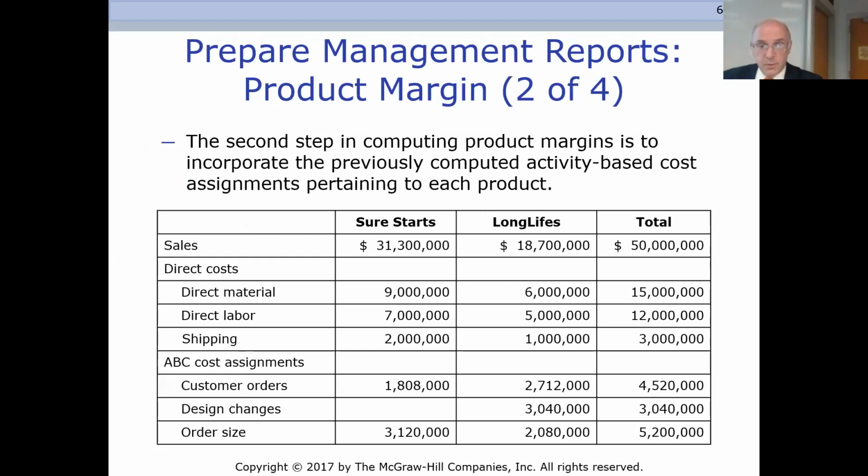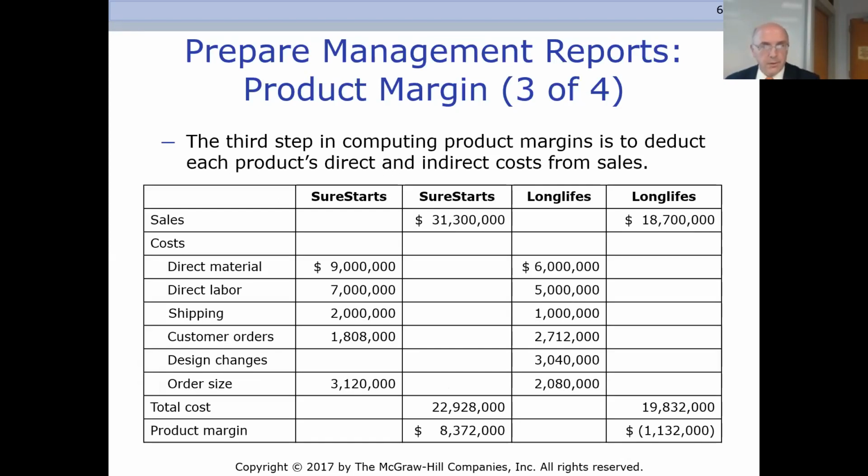The second step in computing product margins is to incorporate the previously computed activity-based cost assignments pertaining to each product. So we have the various categories here, sales, and then the 3 kinds of direct costs, and then the ABC cost assignments for customer orders, design change, order size, and so forth. We've already computed all those numbers. Now, what do we do with them?